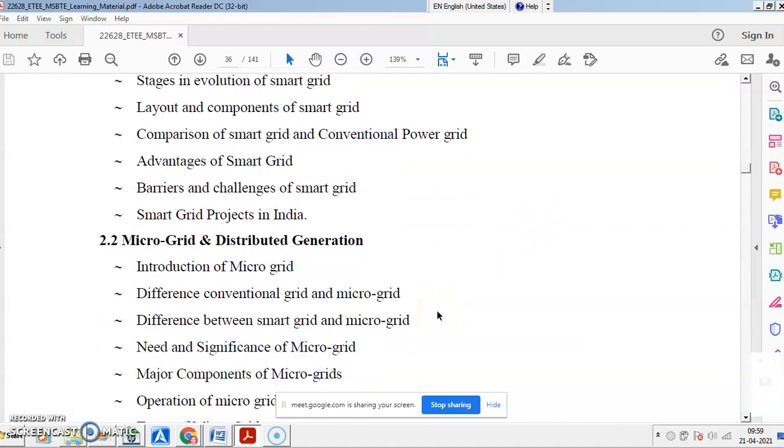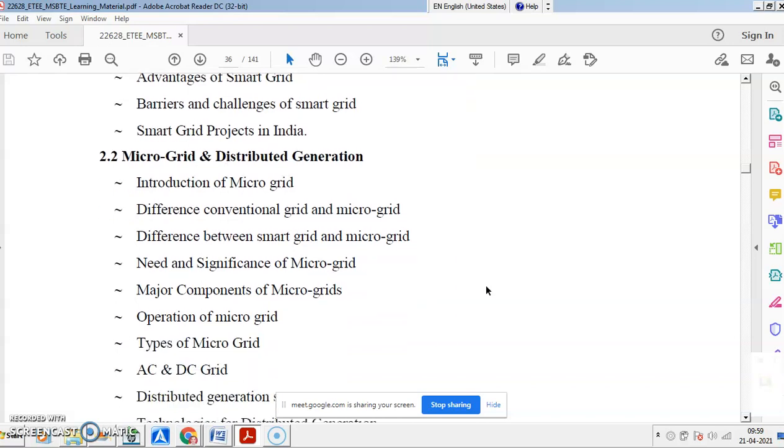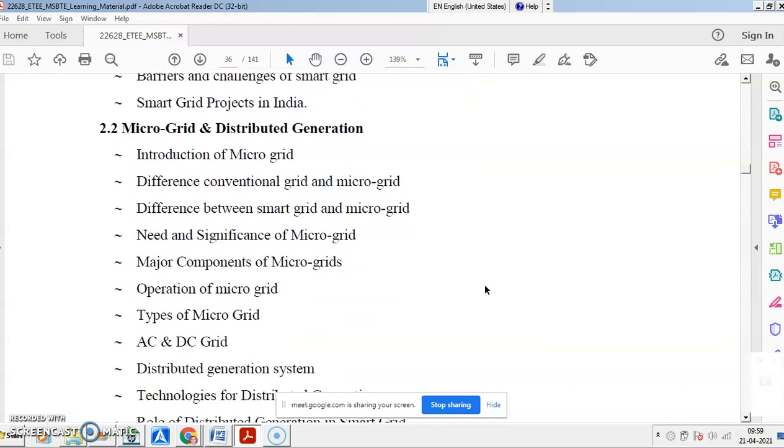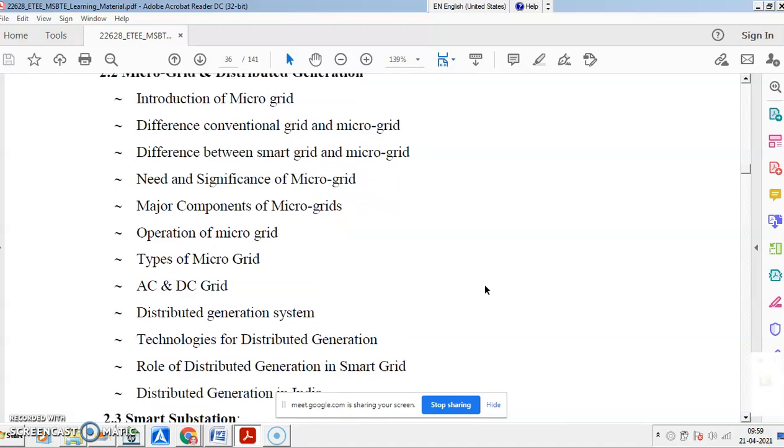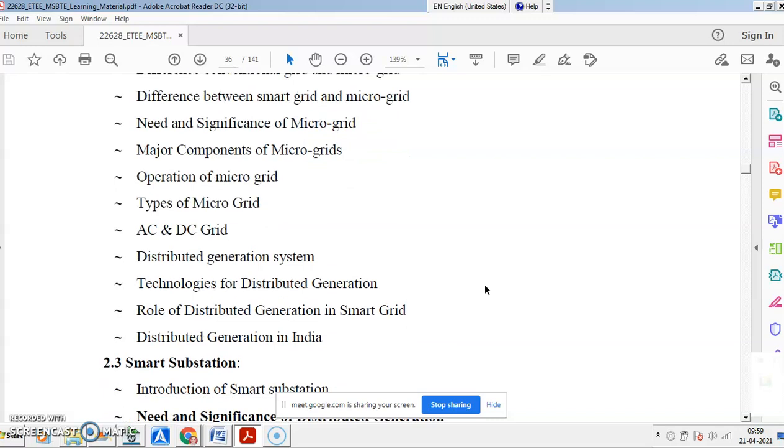India. So we have then microgrid and distributed generation. In this topic, what is microgrid, what is a conventional grid and microgrid, what is the difference between conventional and microgrid, need and significance of microgrid, major components of microgrid, operation of microgrid, types of microgrid, AC and DC grid, distributed generation, technologies for distributed generation, role of distributed generation in smart grid, distributed generation in India.